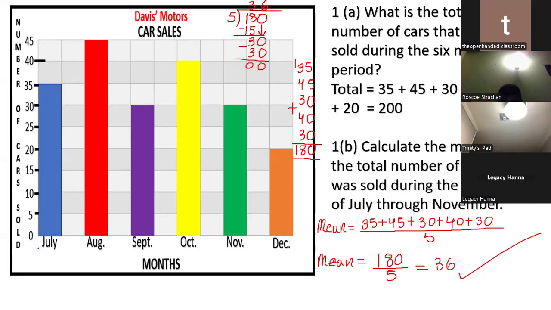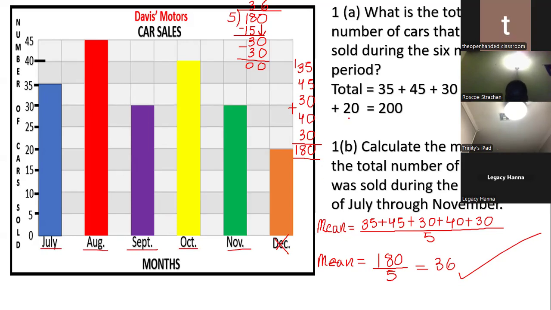Read it. Go ahead and read it. Part B. Calculate the mean for the total numbers of cars that were sold during the months of July through November. What it says from July through? November. And if we count July through November, this is 1, 2, 3, 4, and what? 5. So we do not include December. Does that make sense? Yes, sir. Good.